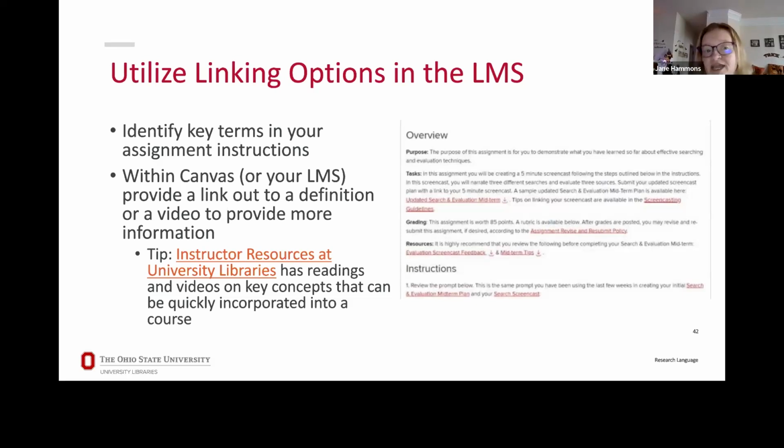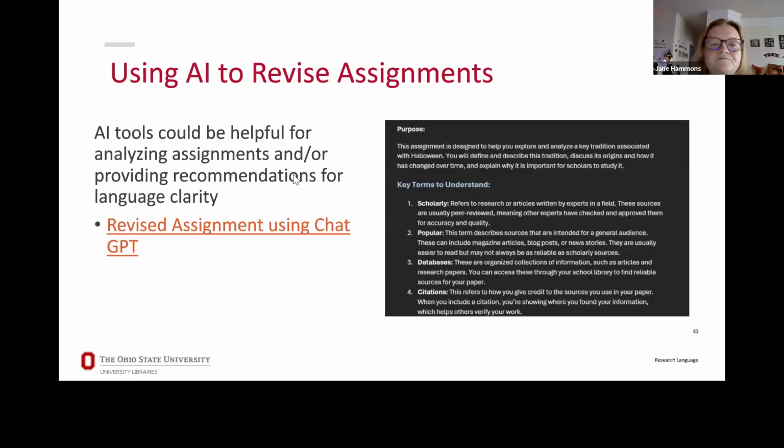If you are at Ohio State, I'll mention on our instructor resources page, we have readings and videos on key concepts that are available. So you could link directly to some of those resources in your course. But I think thinking about, as you're going through how you're presenting an assignment, are there ways that you can link out or provide additional descriptions or information for some of those key terms so that you're providing a little bit more clarification and guidance for students.